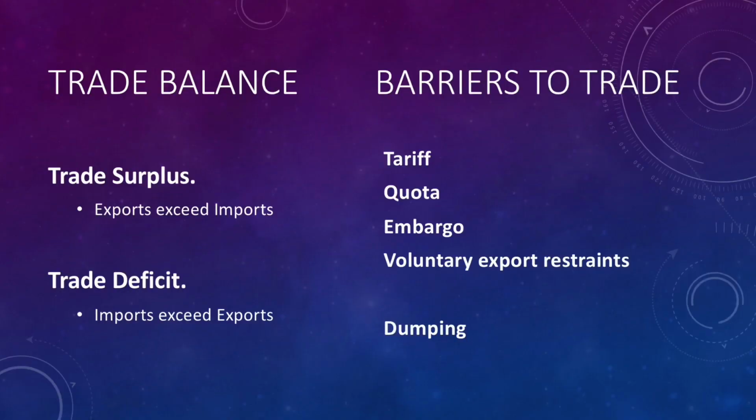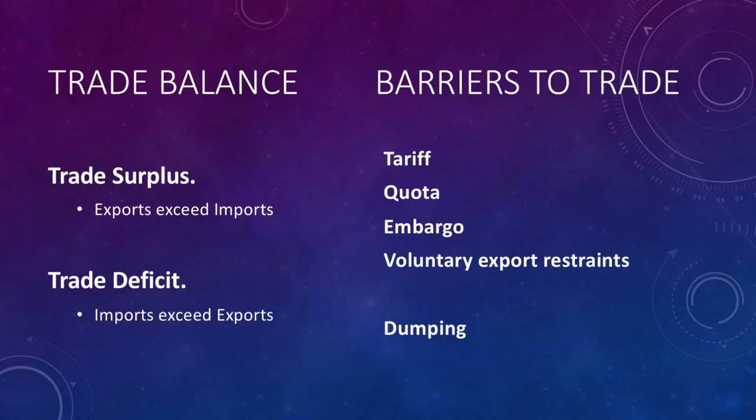Now, some countries, however, want to protect the industries that operate within their borders. As such, they impose barriers to trade. An example of a barrier to trade is a tariff. A tariff is a tax or duty to be paid for the trade to happen. We also have a quota. A quota is a limit on the quantity for export or import.